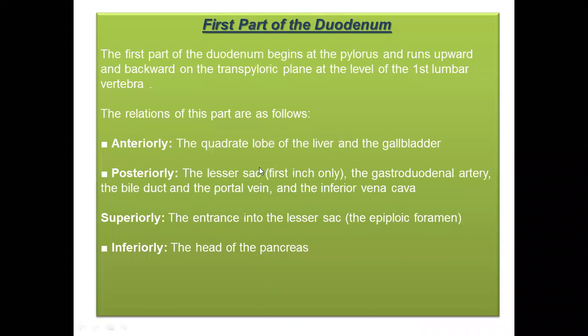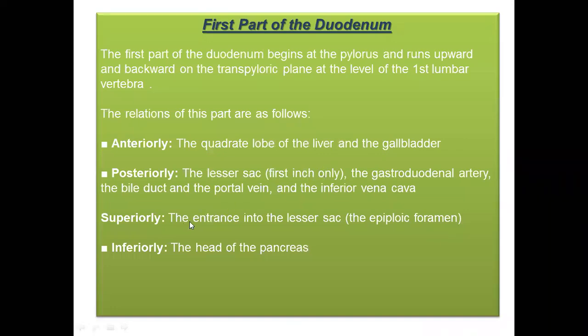Now in the posterior relationship of the first part of the duodenum, you will find the lesser sac, but only the first inch of the lesser sac, along with the gastroduodenal artery, the bile duct, the portal vein, and the inferior vena cava.